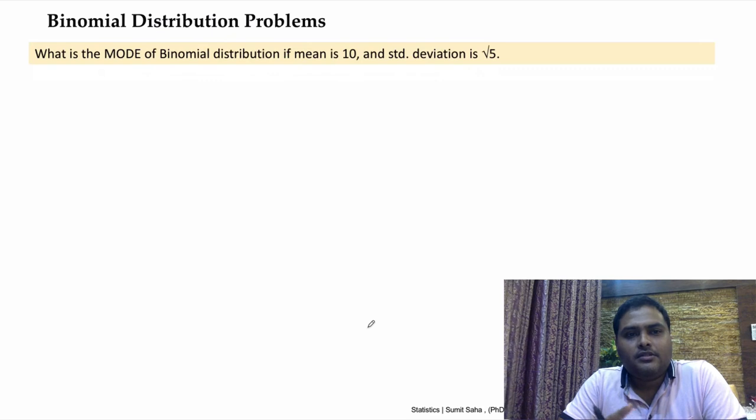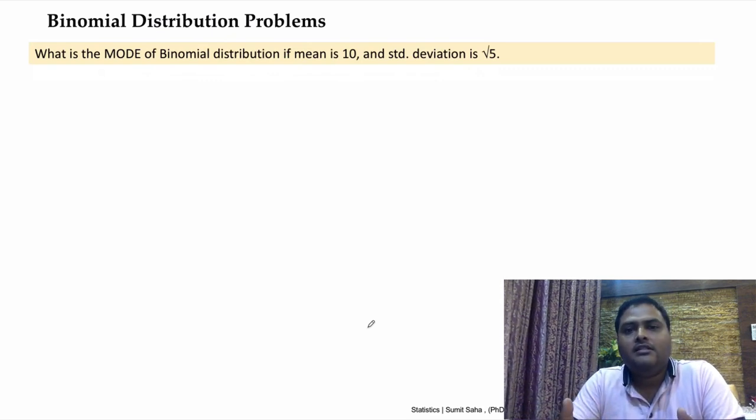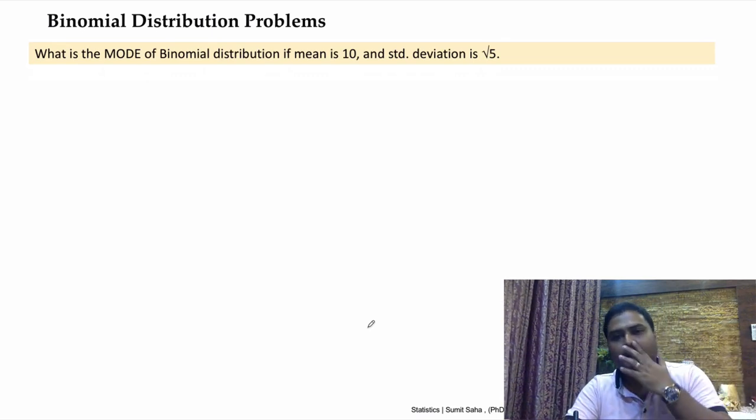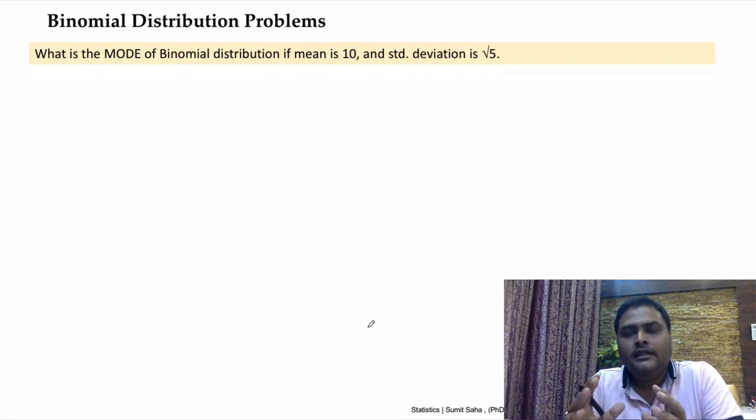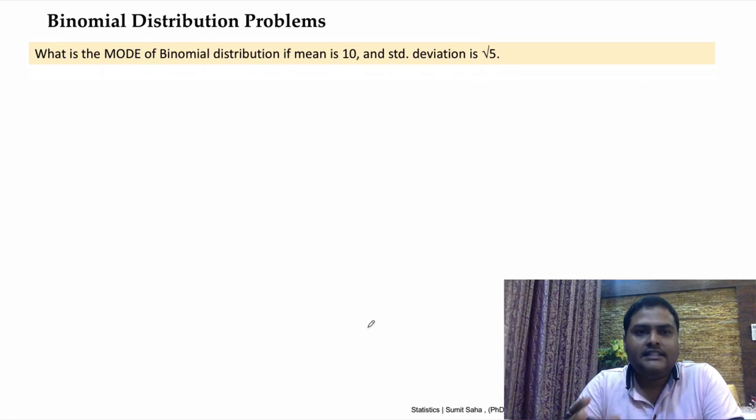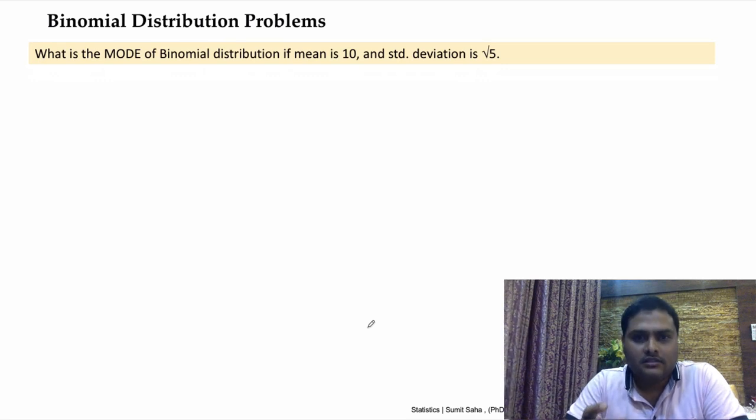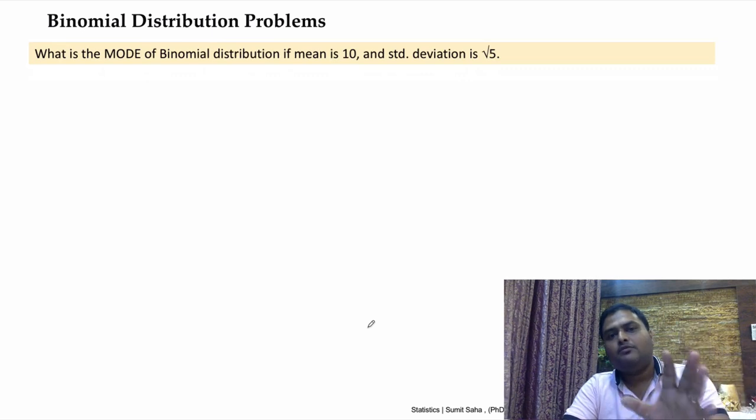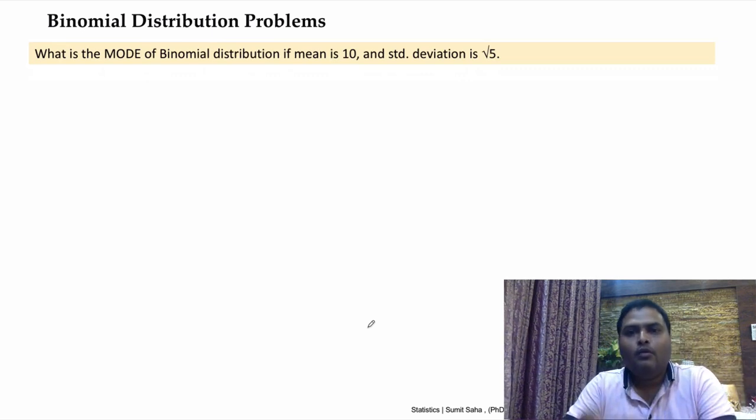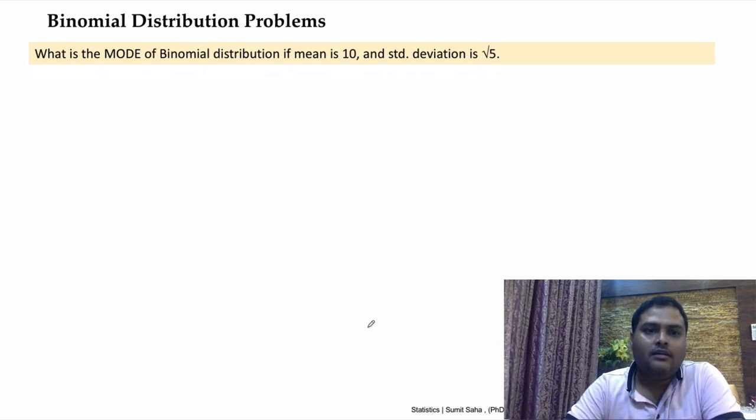Now in this problem, we need to find the mode. So what is the mode of a binomial distribution if the mean is 10 and the standard deviation is √5? If you remember, when we were explaining the properties of binomial distribution, we said that the binomial distribution may be unimodal or bimodal, depending upon whether the value of (n plus 1) multiplied by p is an integer or non-integer. Clear? So based on that we can find the mode value.